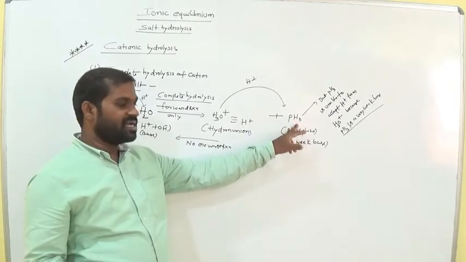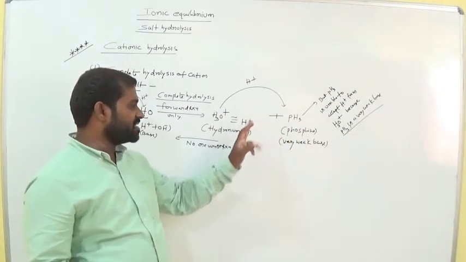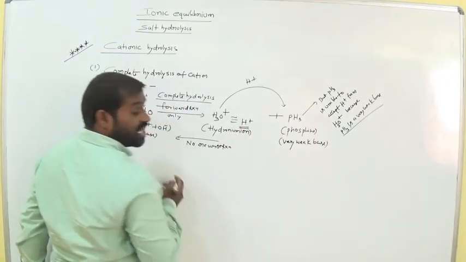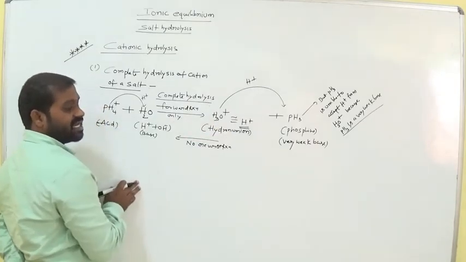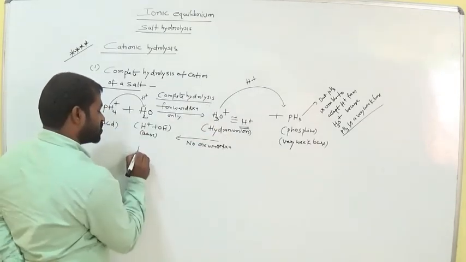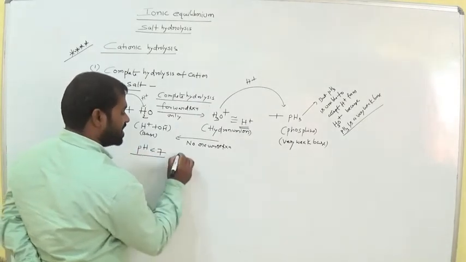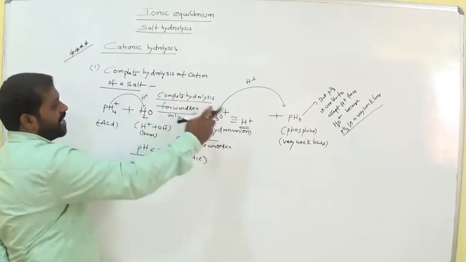Now this is the base. Along with this base, the solution consists of more H+, am I right? That means what is the nature of the solution? H+ is produced. Already we discussed that a cation undergoes hydrolysis, it gives H+. What is the nature of the solution? Acidic nature. So pH is less than 7. Now it is complete hydrolysis.